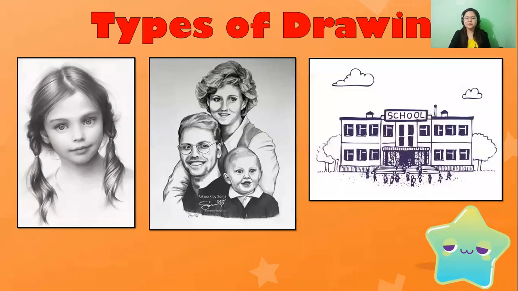And lastly, we have drawings of schools and other things. When you draw a school building, when you draw any object that we use in our daily lives, it falls under a type of drawing called drawings of schools and other things. Again, what are the three different types of drawing? We have portrait, family portrait, and drawings of schools and other things.